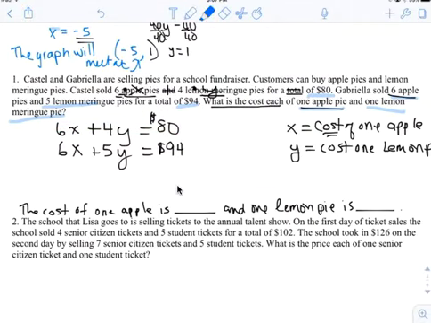So we can use both of these, they are in standard form. Once they're in standard form, we can use elimination. That's the only time we use elimination, if both of them are in standard form. If it's not, we cannot. We have to use substitution.